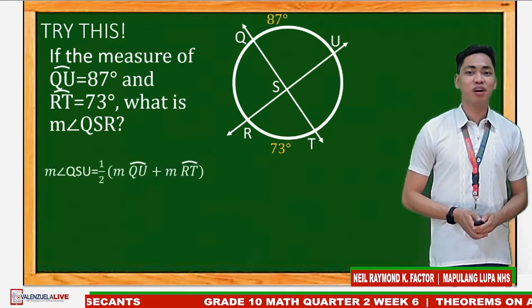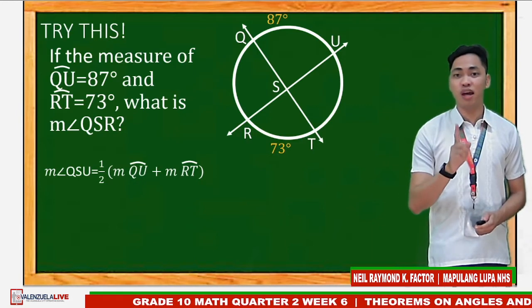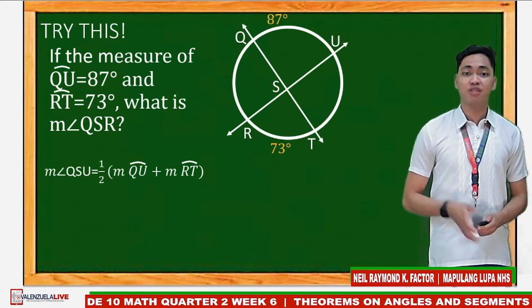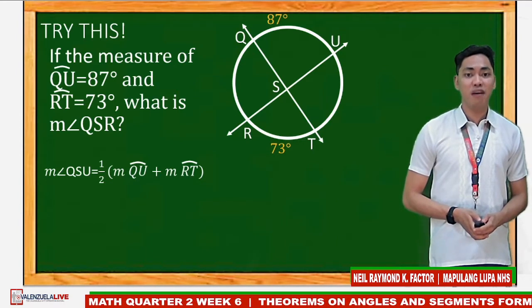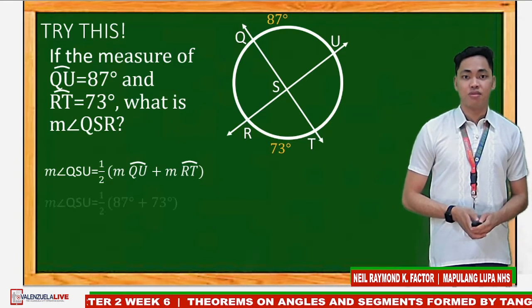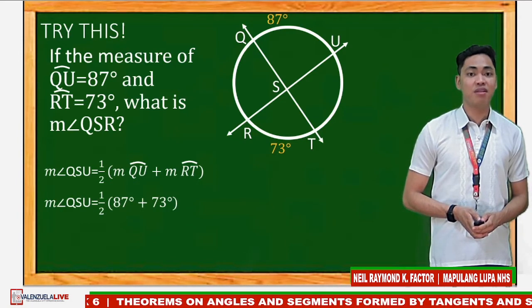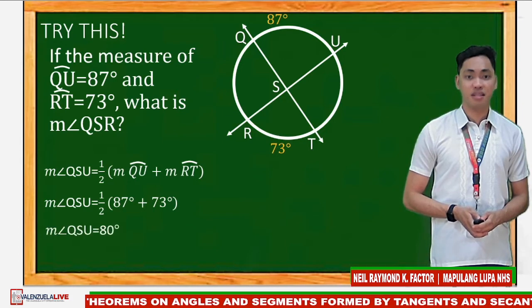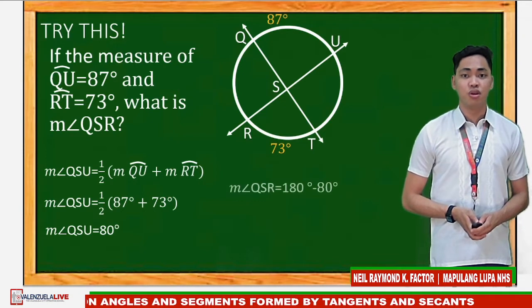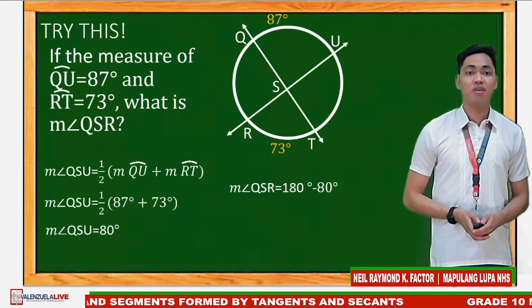So the measure of angle QSU, we are first going to get QSU before we get QSR. They are just linear pairs, by the way, no? So the measure of angle QSU is 1/2 the sum of the measures of arc QU and arc RT. So therefore, we have 1/2 the sum of 87 degrees and 73 degrees, and that is 80 degrees. Now take note, we are looking for angle QSR and not QSU. So the measure of angle QSR is now 180 degrees minus 80 degrees.